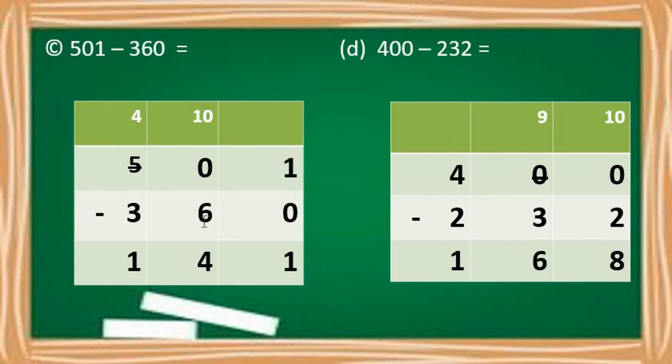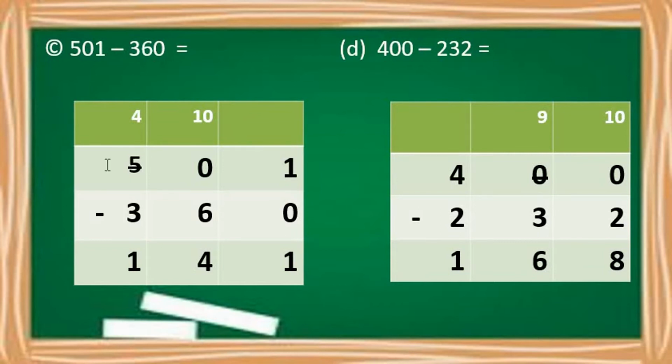Then further 0 minus 6. Is this possible, all students? No, it is not possible. So what can we do then? We take the borrow, 10 plus 0, so 10. 10 minus this 6. 10 minus 6, so how many, all students? 4. 10 minus 6 is equal to 4. Understood?